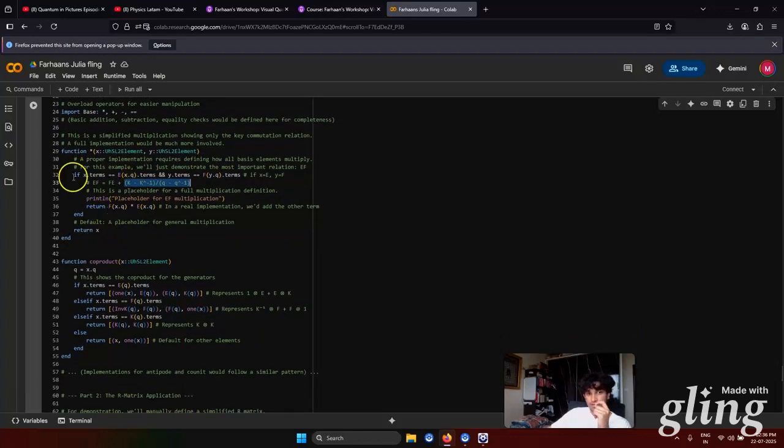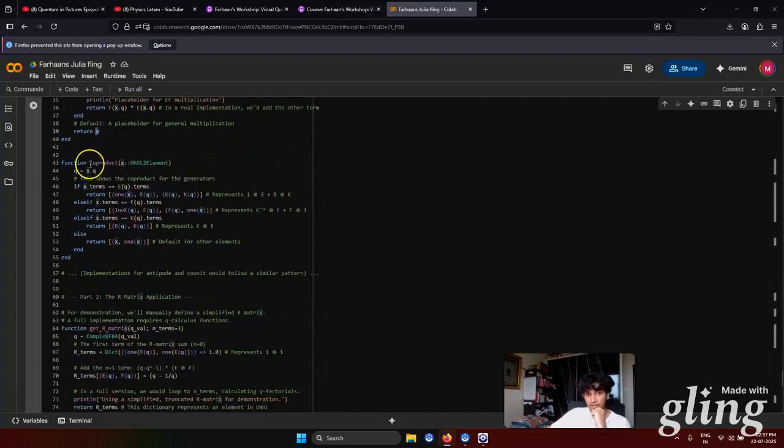This definition of multiplication happens if and only if what we're multiplying is E and F, or F and then E. Return this. Now, this is the default placeholder for general multiplication. If you just have normal multiplication, then you just return whatever the product is. Now we're going to define our co-product.